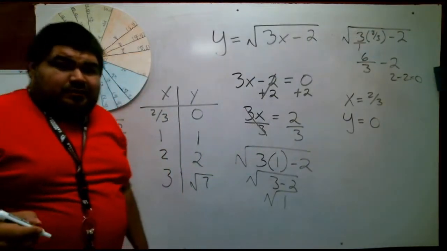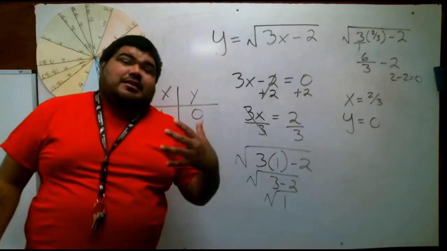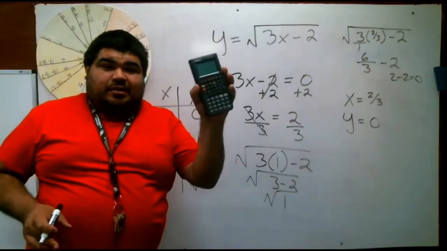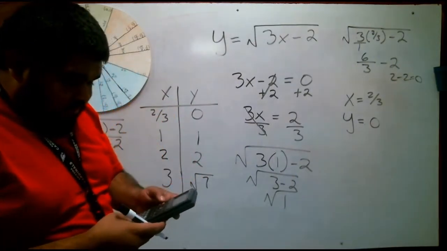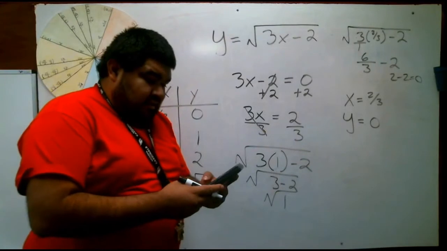Since we have a radical of 7, I'm going to turn it into an actual decimal. It makes it a lot easier to graph, okay? So I have my calculator here. I'm going to type in radical of 7.